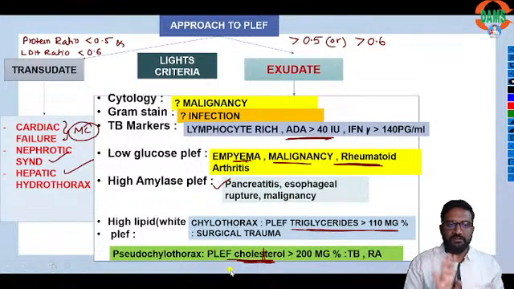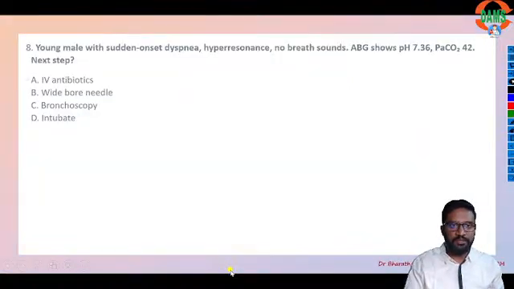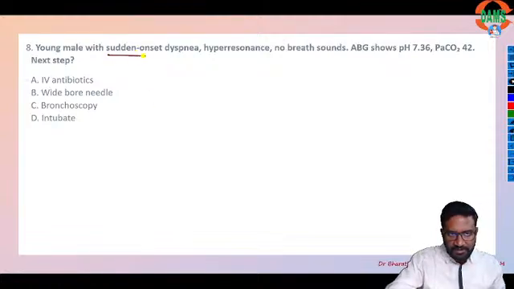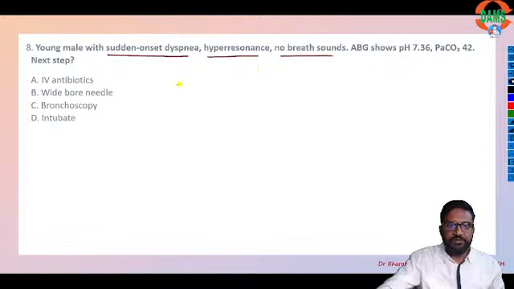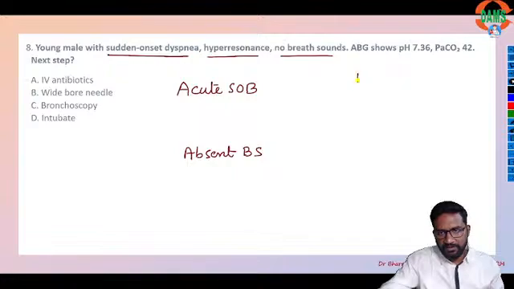If it is transudate, life is very easy. Heart disease, kidney disease, liver disease. Then there is a young male with sudden onset dyspnea, and this is examiner's favorite, hyper resonant, no breath sounds. Now see here, whenever there is a patient with acute shortness of breath, absent breath sounds, hyper resonant note, hyper resonance, and hypotension.